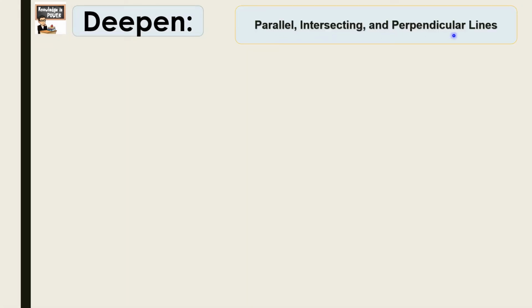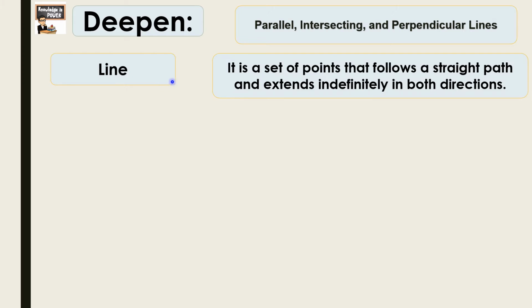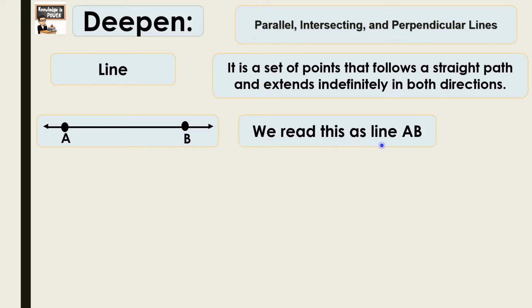So parallel, intersecting, and perpendicular lines are sets of points that follow a straight path and extend indefinitely in both directions. So this is an example of line EV. We read this as line EV. In symbol, we just write a line, and then below that line are the two common endpoints. If you want to extend that, it can extend infinitely.